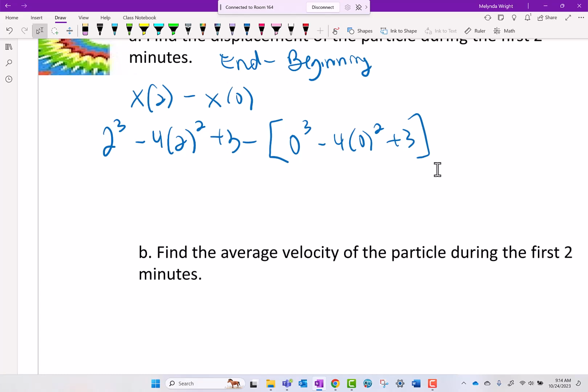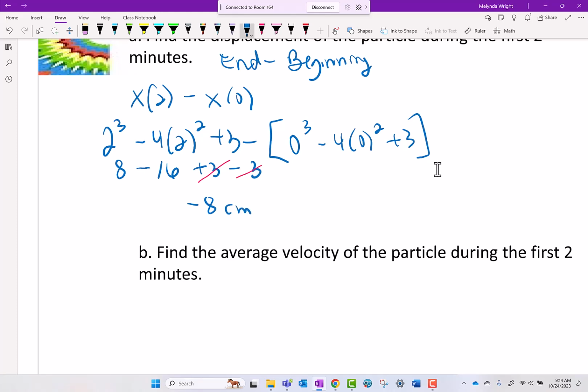So now it's just a matter of arithmetic, which y'all know is not my strength. So help me out here. All right, so 2 cubed is 8 minus, let's see, 2 squared is 4, 4 times 4 is 16, plus 3, and then minus 3. So those go to 0. Let's see, 8 minus 16, that's negative 8, right? Negative 8, and our units are centimeters.